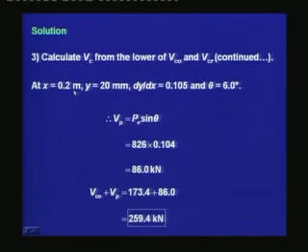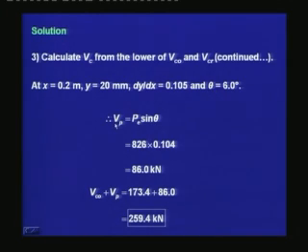At x equal to 0.2 meters, which is our section for design, y is equal to 20 millimeters. This we have found out from the equation of the parabola. Dy dx is equal to 0.105, from which we can calculate theta equal to 6 degrees.